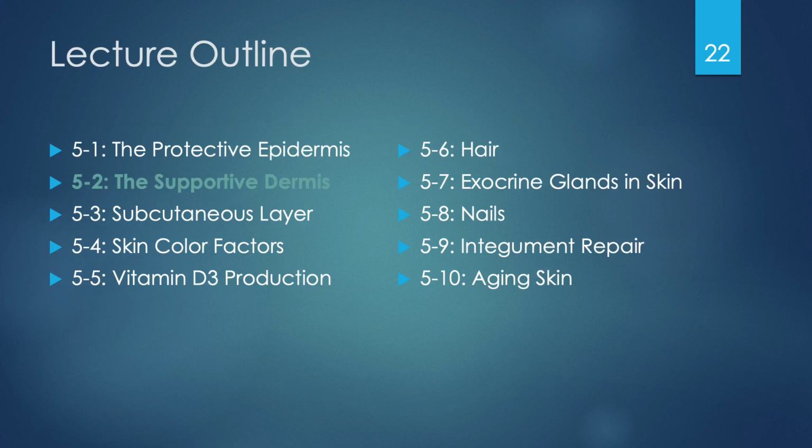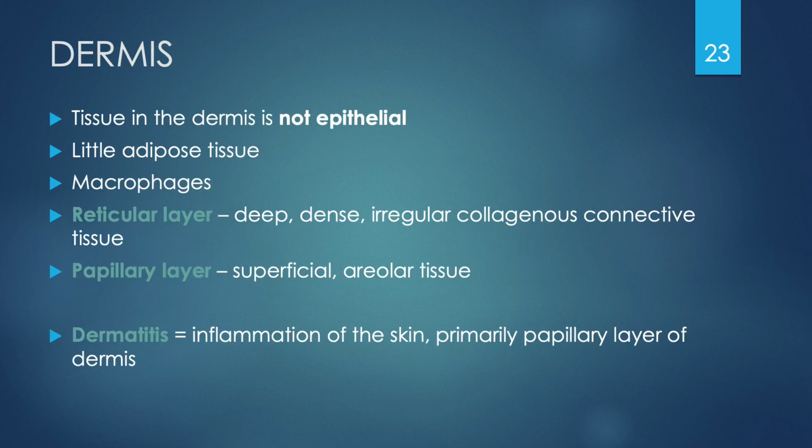Let's move on to section 5-2, the supportive dermis. So one key point before we go any further is to note that the tissue in the dermis is not epithelial. The epidermis is epithelial, but the dermis is not at all. The dermis is the deeper of the two layers of the integumentary system, because keep in mind, the hypodermis is not part of the integumentary system.